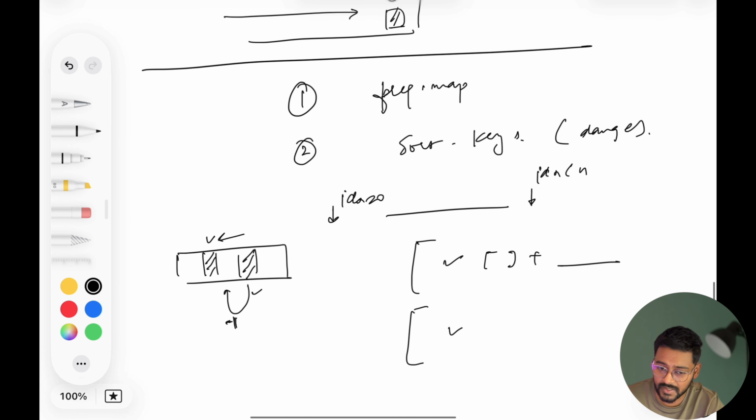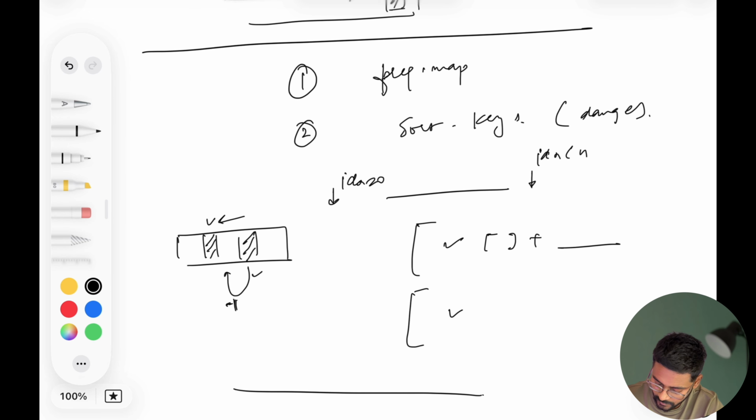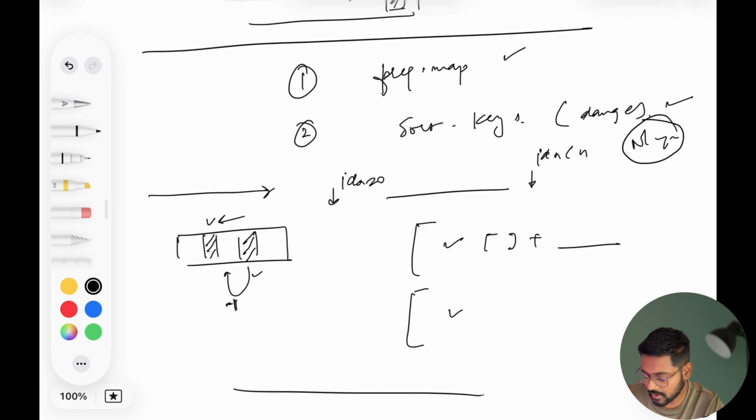So that was just a basic idea, and let's write the code for this problem. In this case, the time complexity: preparing the frequency map, sorting the keys takes n log n, and then just iterating over it without any extra space. So it is order of n log n time. And what about the space? Space is going to be order of n, because we are preparing the frequency map.